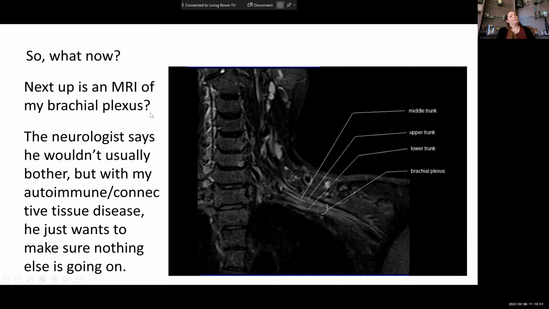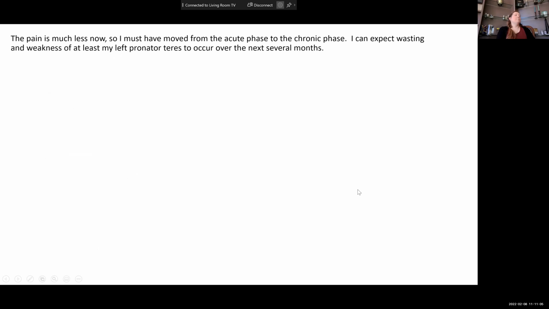All right, so now what? Next, I'm getting an MRI of my brachial plexus right in here because he wants to make sure there's nothing else wrong. He said, if you didn't already have autoimmune connective tissue disease, I wouldn't bother. But since you do, we're going to go look at it. So I'm going to get an MRI. I think it's Friday. I'll sit there on the thing again and it'll go bang, bang, bang around my head for however long.